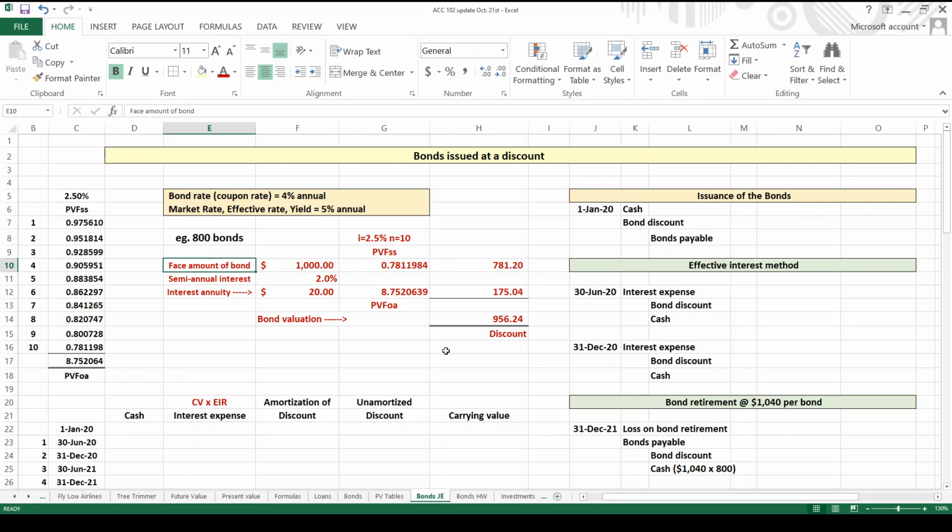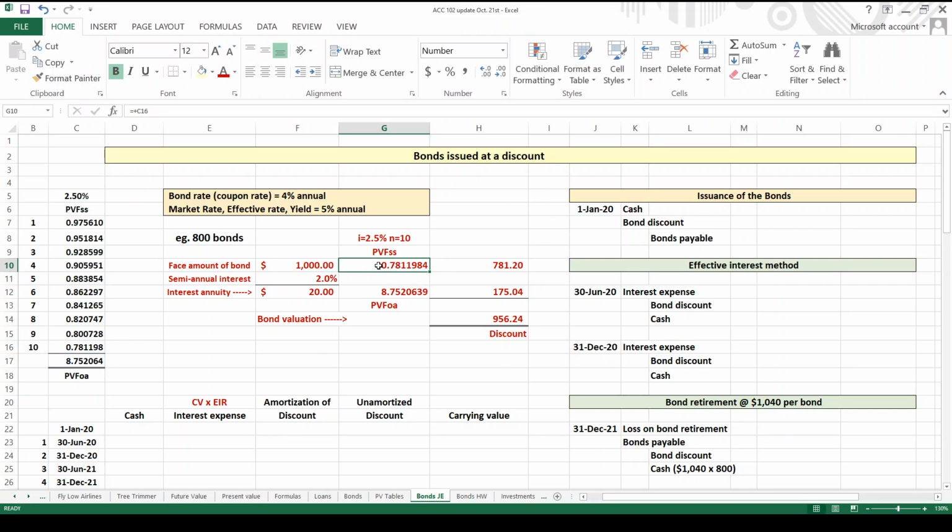In this example, what happened? We had a bond rate which was 4% annual. So semi-annually that'd be 2%. We had a market effective rate or yield of 5%, 2.5% semi-annually. So we made the calculation. We said, okay, we have $1,000 is going to be repaid one time, otherwise known as a single sum. And we used the present value factor for a single sum at I equals 2.5, N equals 10.